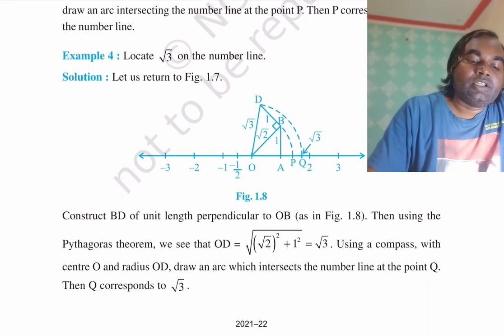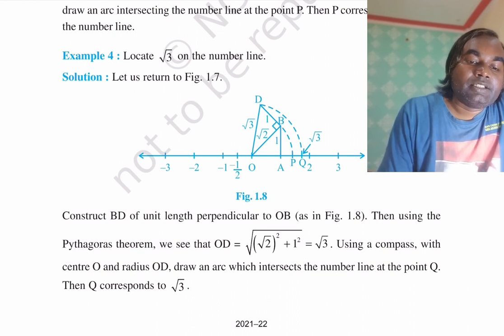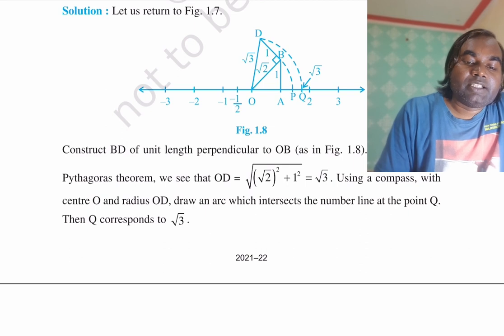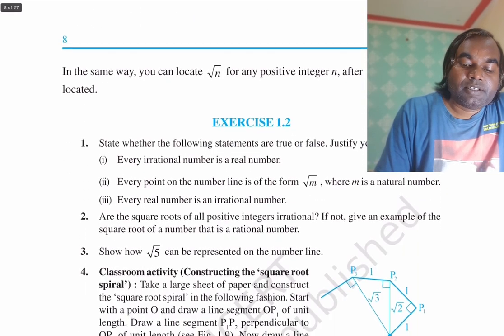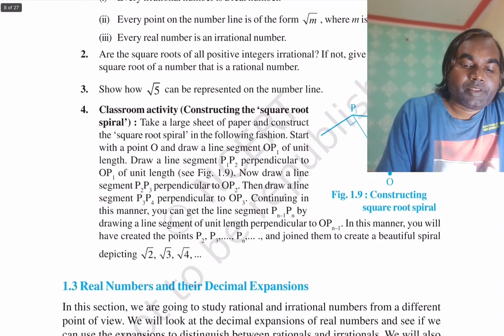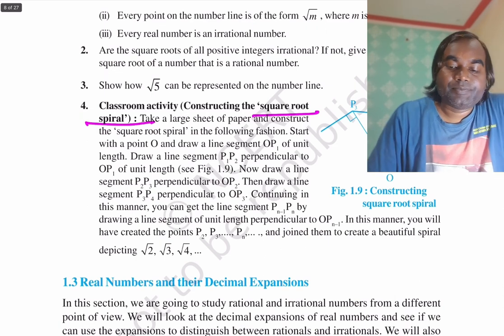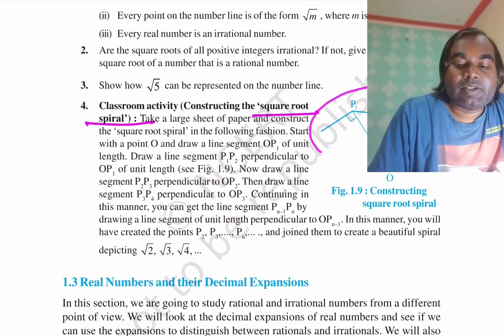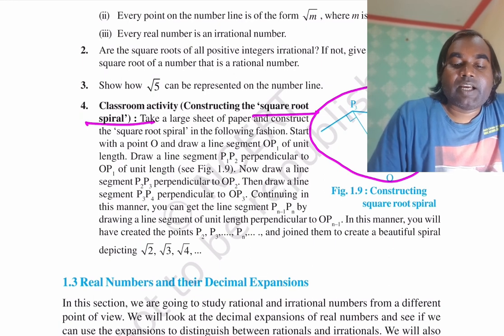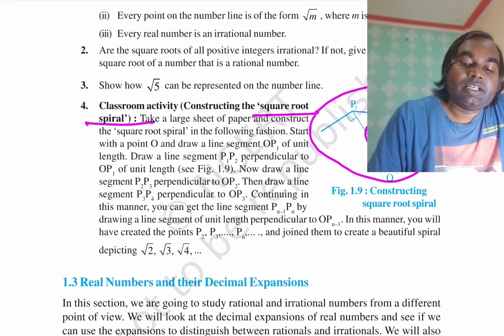Similarly, we can locate square root 3 on the number line, and so on. By continuing this process, we get a spiral, and that is called the square root spiral. You can construct this square root spiral by continuing this process: 1, square root 2, and then again 1, and this will give square root 3, and so on.